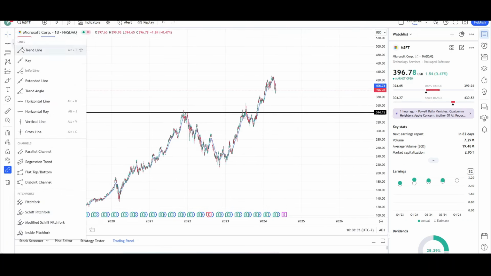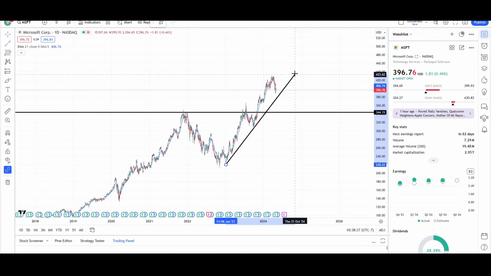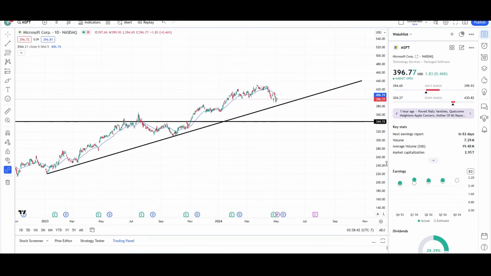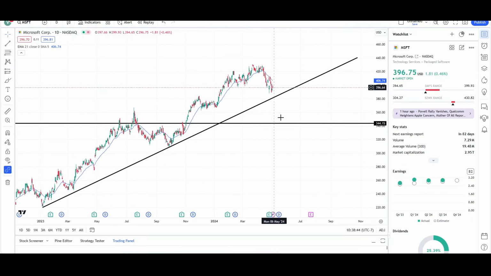So we can basically draw a trend line off of the pivots or the swing lows, and you see that we're almost to that trend line, acting as a potential support.